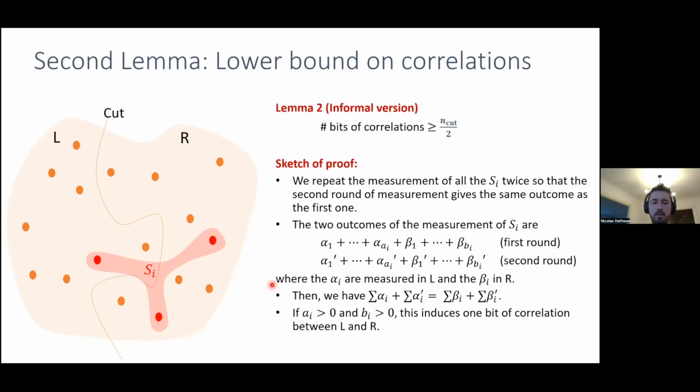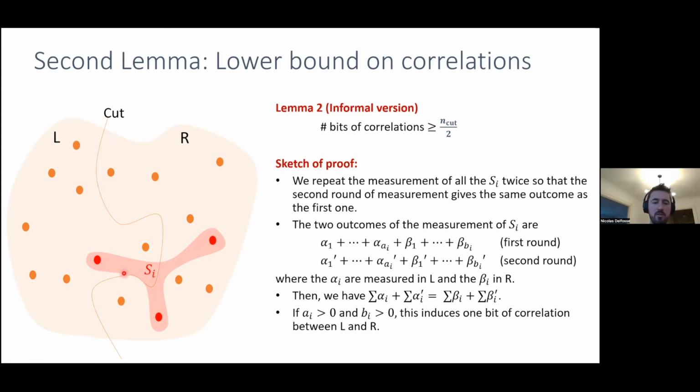And the lower bound is a little more technical. To obtain the lower bound, we look at the correlation between the outcome observed on the left side and on the right side. And we look at these Pauli operators that we want to measure and that are supported on both sides of the partition, like Si here. It has 1 qubit on the left side and 2 qubits on the right side. If we want to measure something like that, we're going to consider a circuit where we measure it twice. Why do we measure it twice? It's because if we measure it twice, the second outcome is the same as the first outcome. We get the same result. Quantum mechanics tells us that.